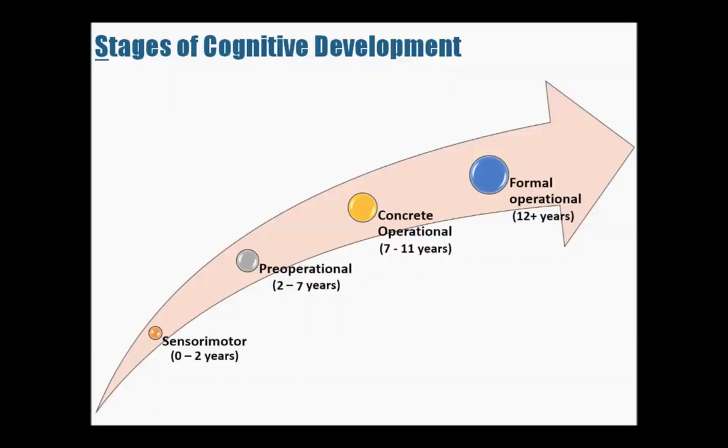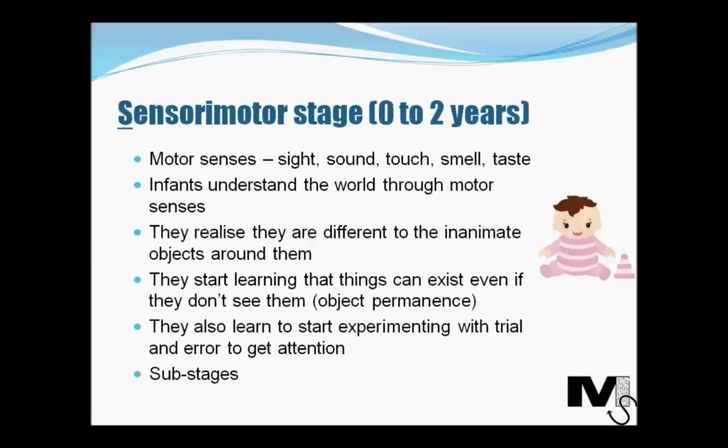So the first stage that a child goes through is sensory motor, which happens between 0 to 2 years. And then there's the pre-operational stage, which happens between 2 to 7 years. And then there is the concrete operational stage, which happens between 7 and 11 years. And then there is the formal operational stage, which happens after year 12. So let's look at these stages one after the other.